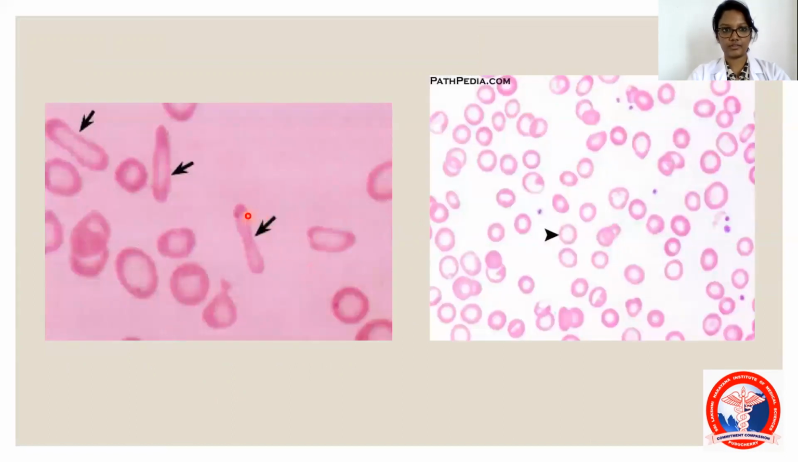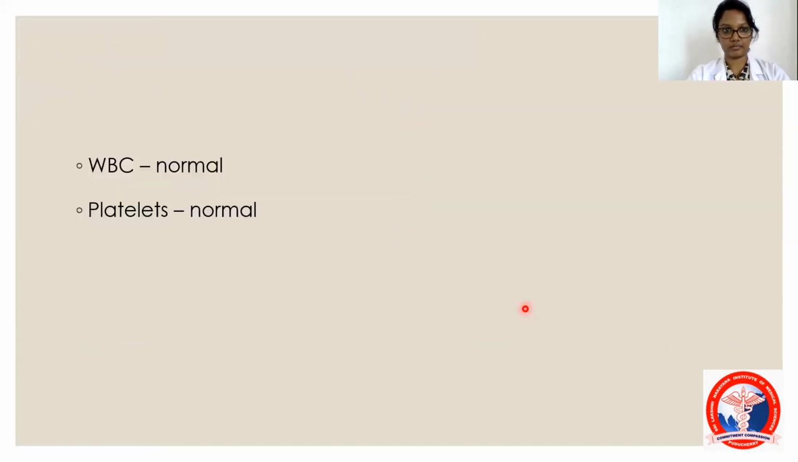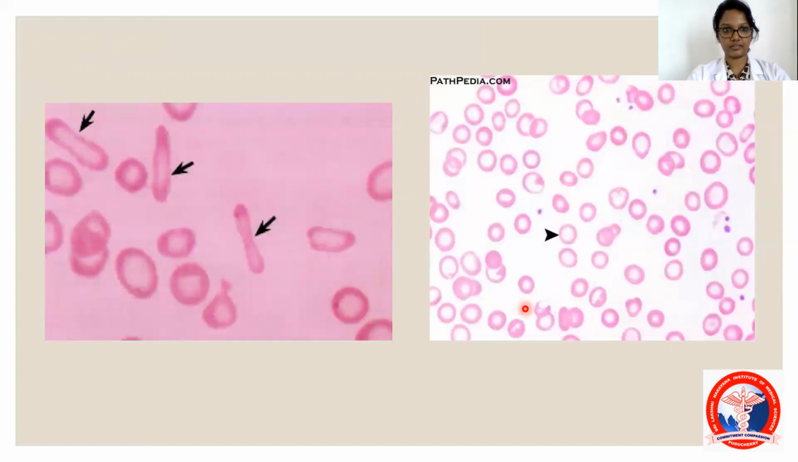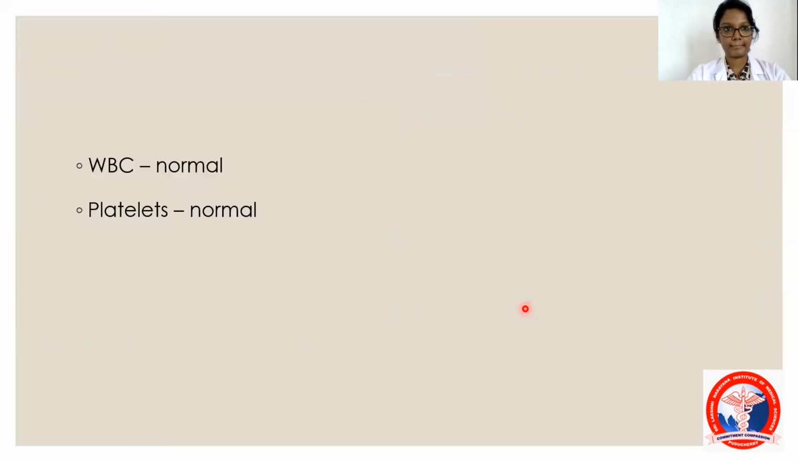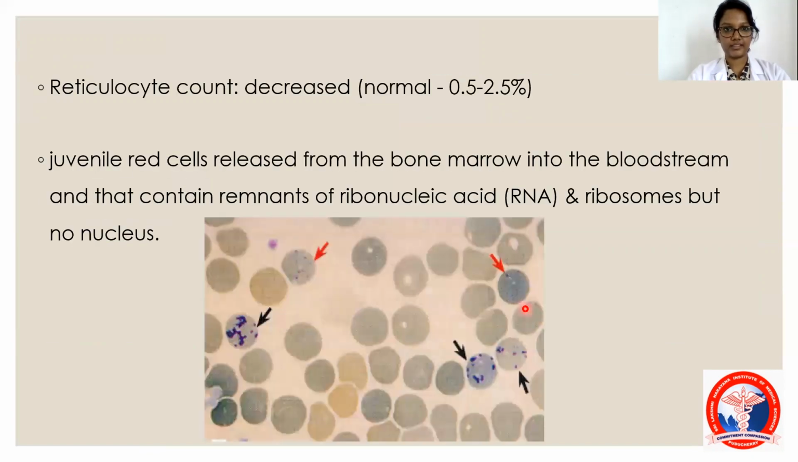This is another image that shows elliptocytes. All these arrows are pointing towards elliptocytes, and here you can make out the central pallor being more than 1/3. So these are microcytic hypochromic RBCs, which are seen in iron deficiency. Microcytic hypochromic anemia is not only seen in iron deficiency anemia, it can be seen in other conditions also, especially thalassemia. If you look at WBCs and platelets, they will be normal.